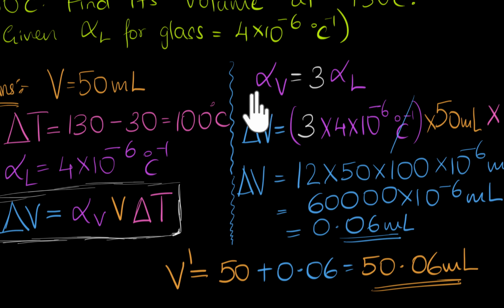And notice the volume change is extremely tiny. And so we can justify that alpha V is equal to 3 times alpha L. You can only use this when the changes are very tiny, which is the case in this particular scenario.